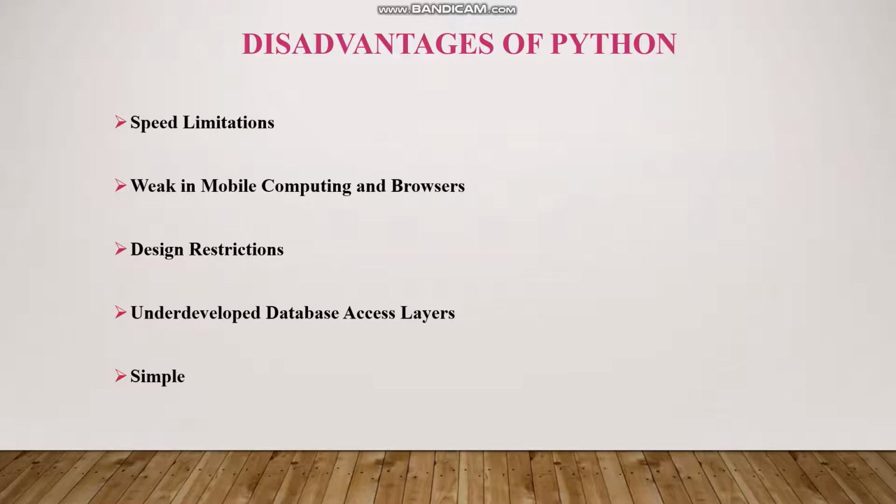First one is speed limitations. We have seen that Python code is executed line by line. But since Python is interpreted, it often results in slow execution. This, however, isn't a problem unless speed is the focal point for the project. In other words, unless high speed is a requirement, the benefits offered by Python are enough to distract us from its speed limitations.